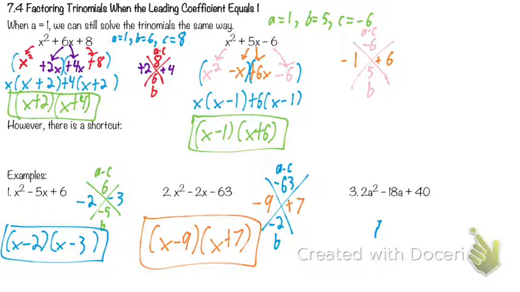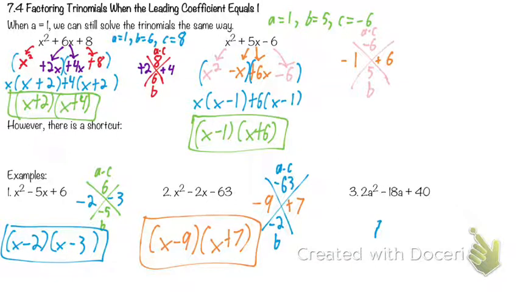Is that what you had? No. I had x minus 7 and then x plus 9. Okay. So the 9 has to be negative here. Why? Because they have to add up to -2. Yours would add up to +2. We want it to add up to -2. Make more sense? Okay.